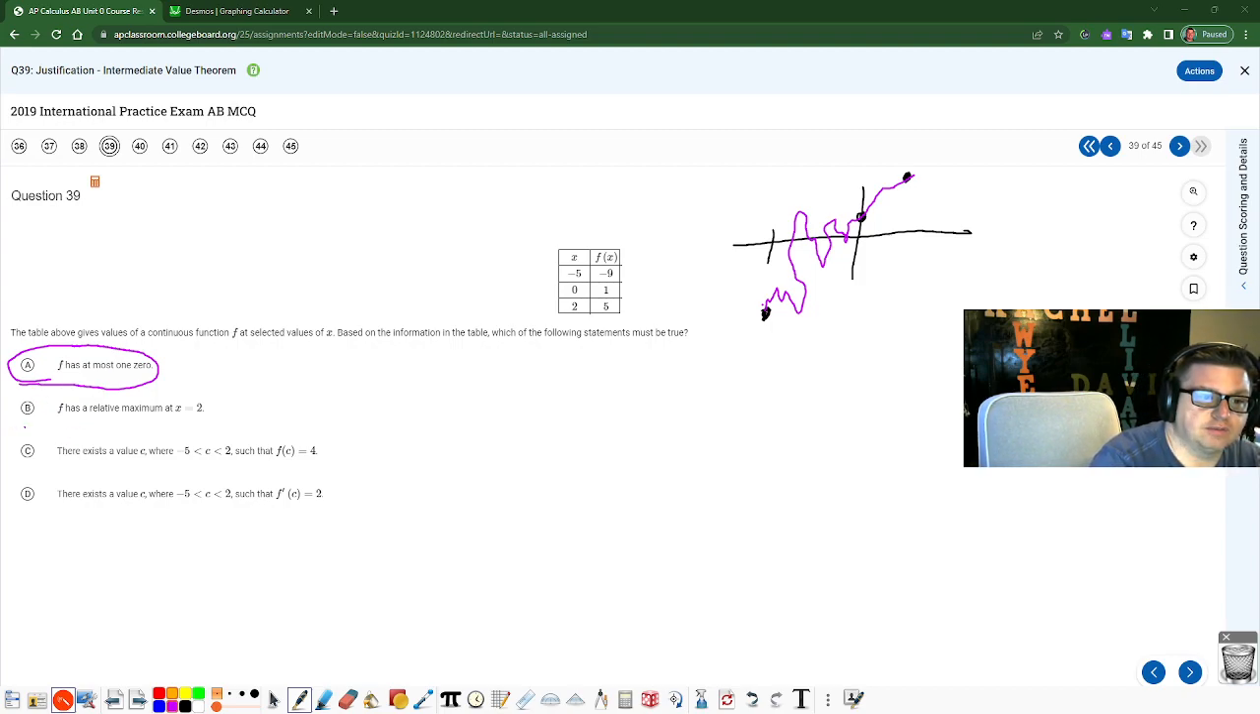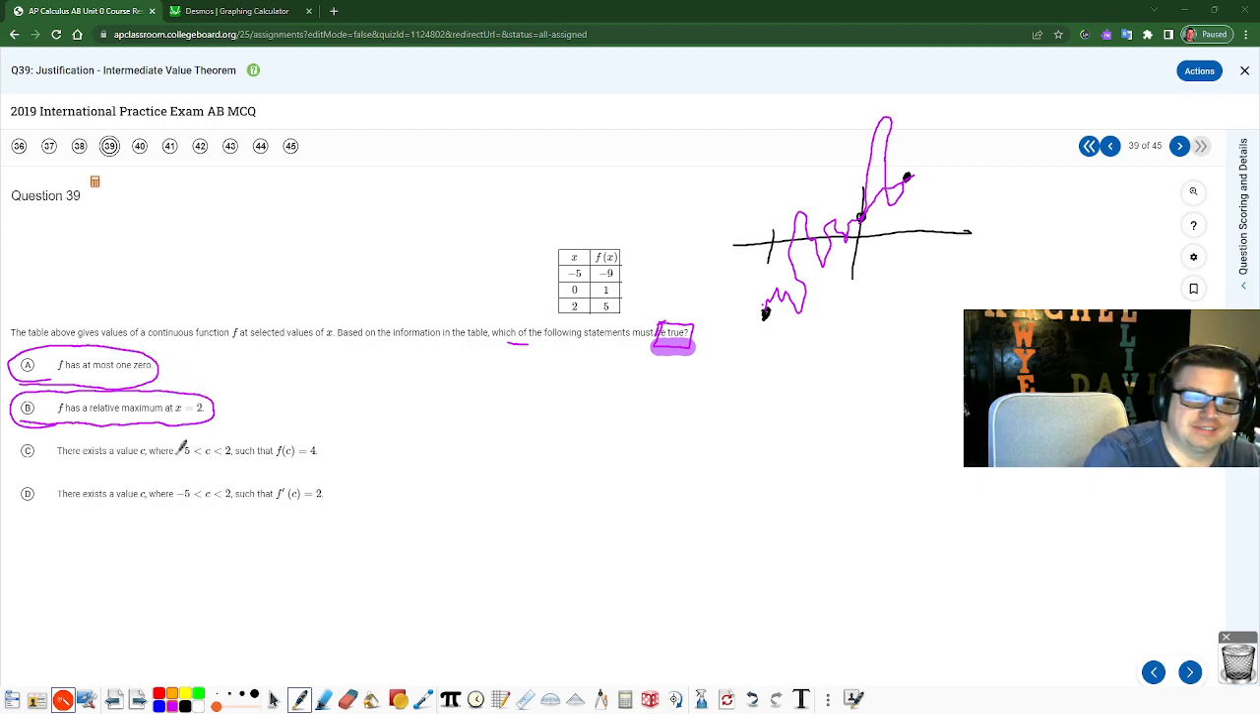F has a relative maximum at x equals 2. I don't know about that either. Think about this. Can we go up and then come back down to get here? Remember, which of the following... Oh, here's a good staple too. I always try, especially with these types of questions, to underline what I'm looking for. I need it to be true. It's either going to tell you to be true or false. You want to make a point of telling yourself true things. So, is this true? No, I don't think so. Is this? I don't think so.